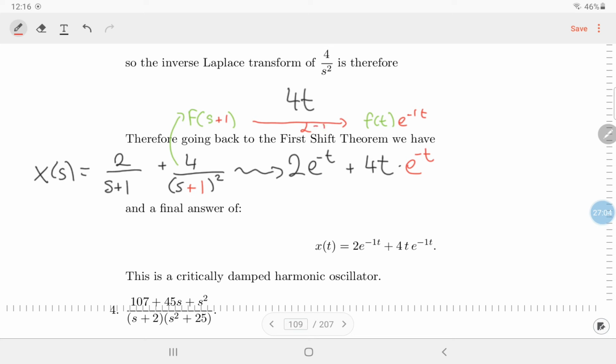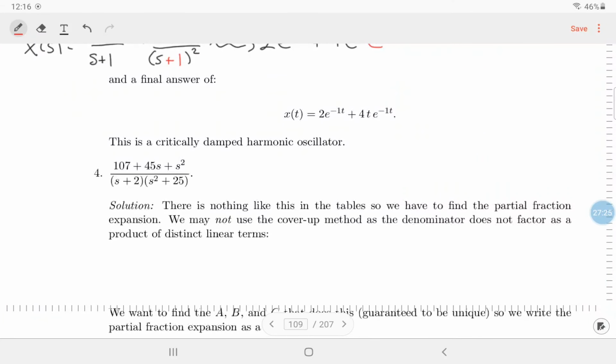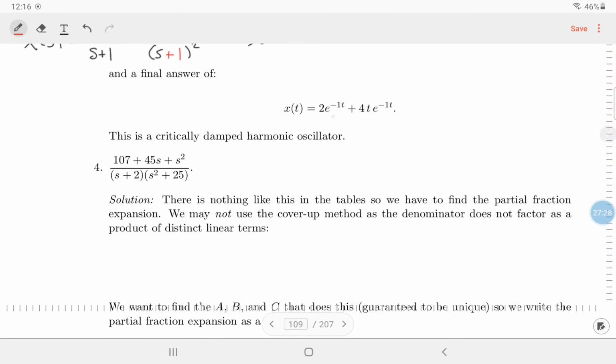So if you have something that's shifted, instead of s, say you have s plus 1, you bring it back as normal as if it wasn't shifted. So that's the 4 over s squared. Bring that back as normal to 4t. But then you account for the red shifting from s to s plus 1 by multiplying by e to the minus t. Yeah, I can't say that it's easy or anything like it. That's a critically damped oscillator because the roots are the same. Okay, we'll pause and upload this one.